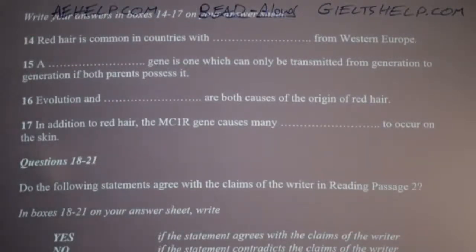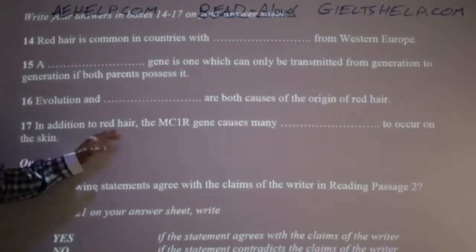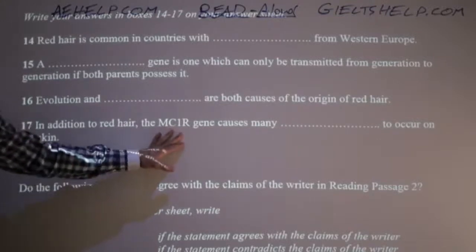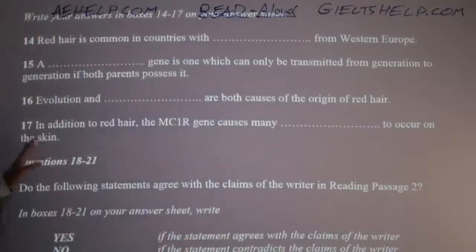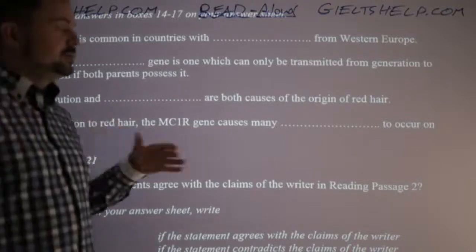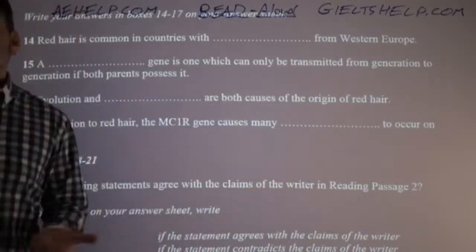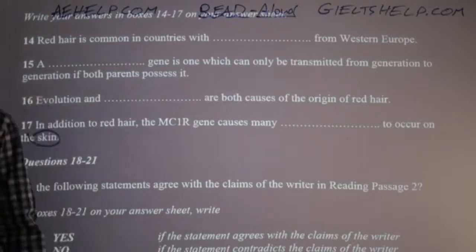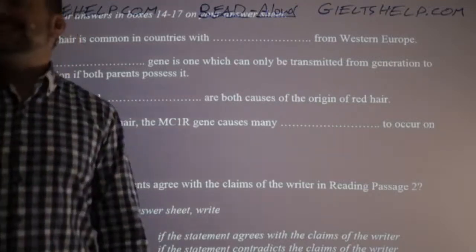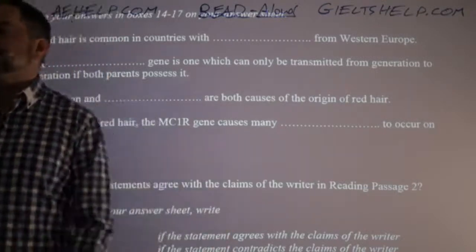Okay, number 17. In addition to red hair, the MC1R gene causes something to occur on the skin. Now, if you know this word, if you have visualized it, you're going to answer this very quickly. If you don't, it's going to be a little bit tricky. And you're going to be looking for this piece of information, the skin. Right? Yeah, Carolina Angelo says thesis as well. Very good.